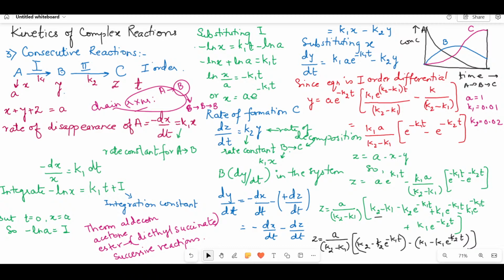So I'll conclude my topic today with this. The next class I'll be taking up general characteristics. I have completed all the three kinetics of complex reactions, that is opposing reactions, parallel reactions and consecutive reactions. The next video I'll be making on general characteristics of these types of complex reactions.